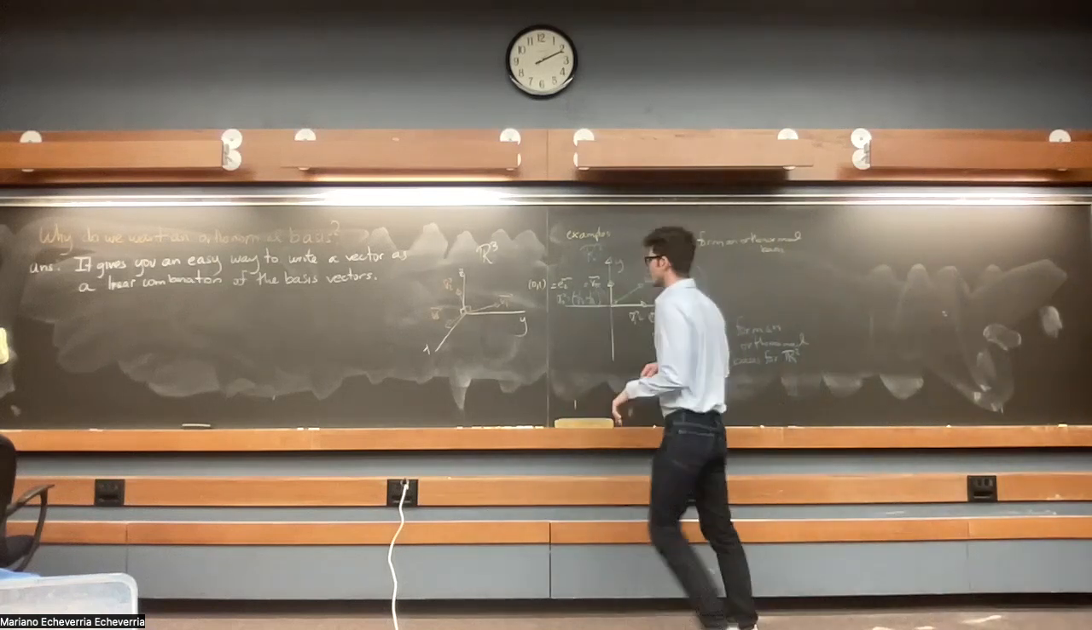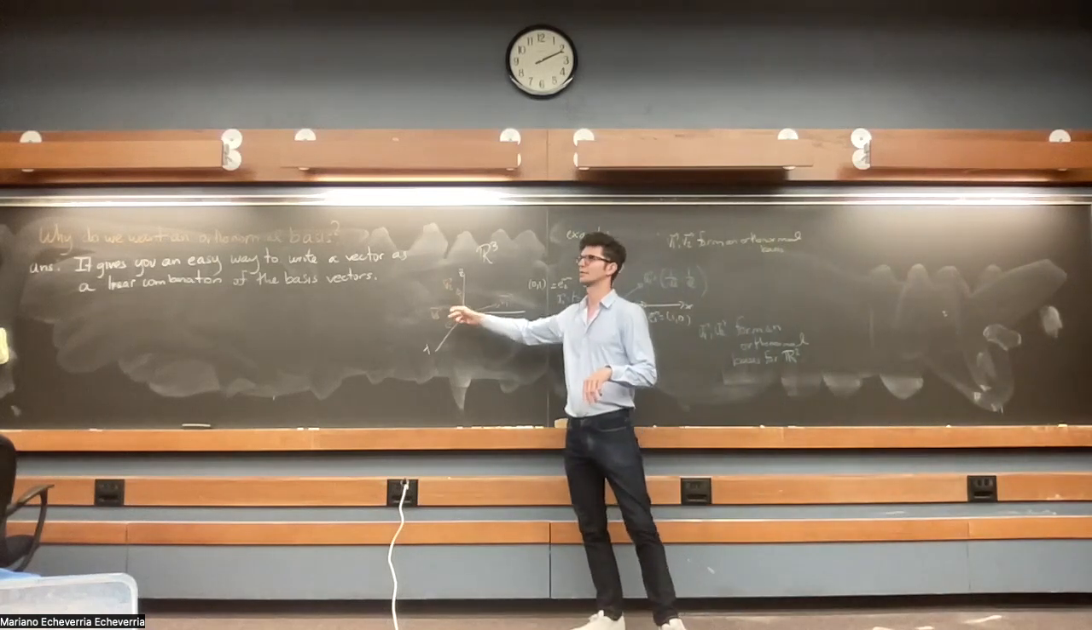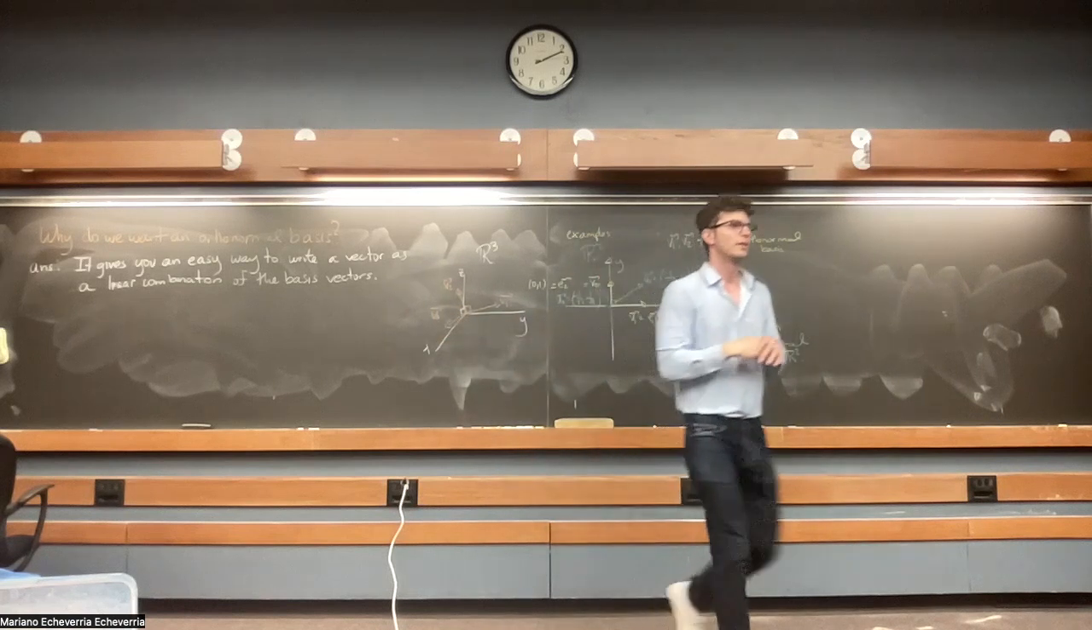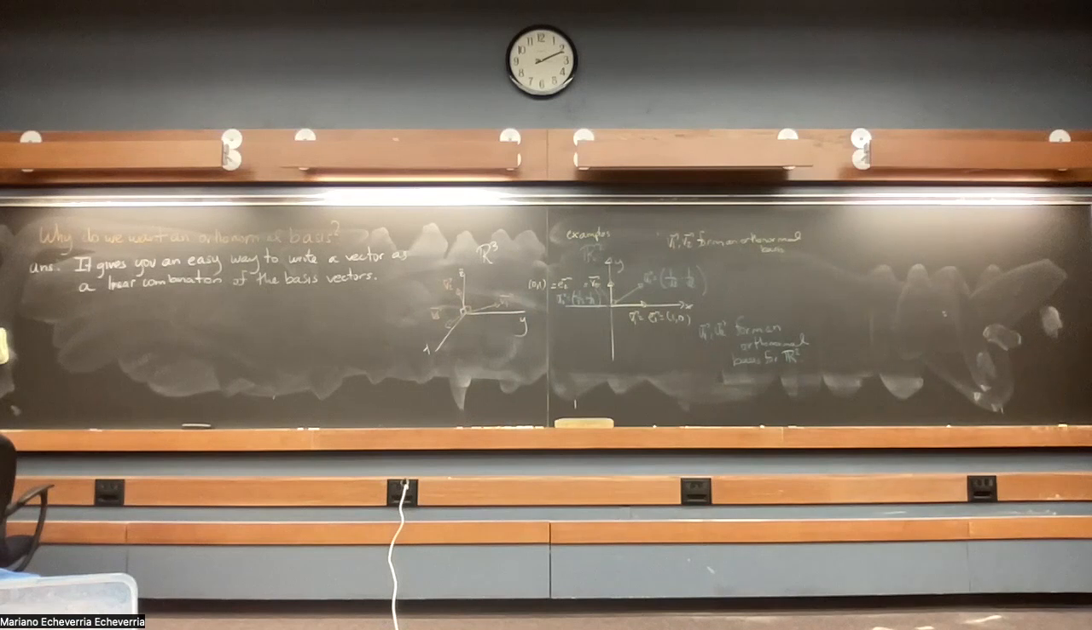But the reason, and in this picture, you should think that each vector has size 1. So each orange vector has length 1. That's another condition for being orthonormal.